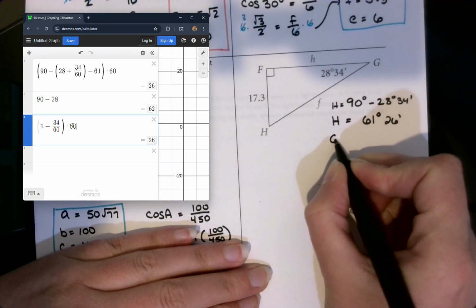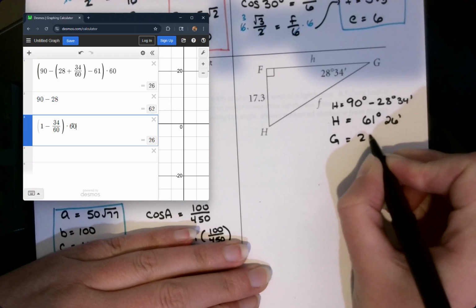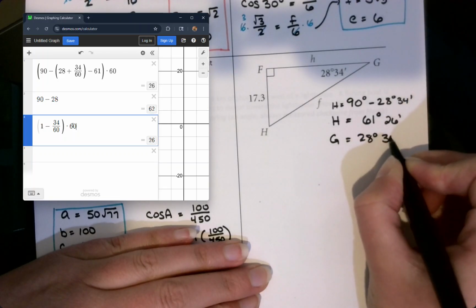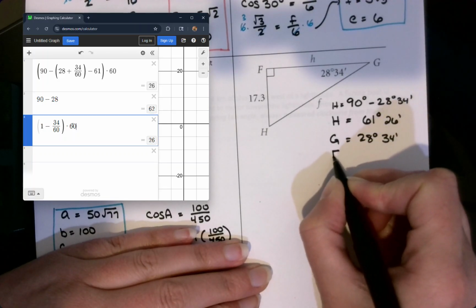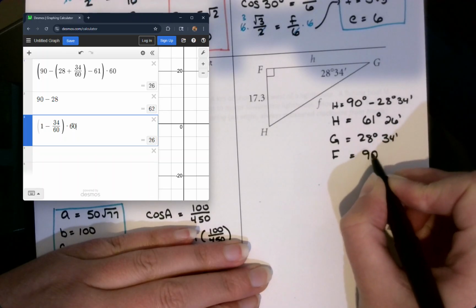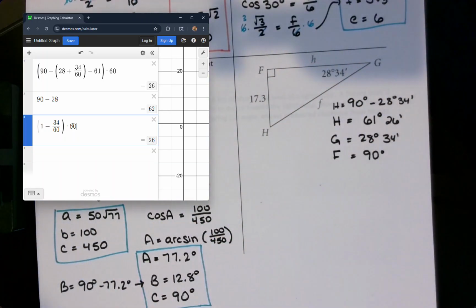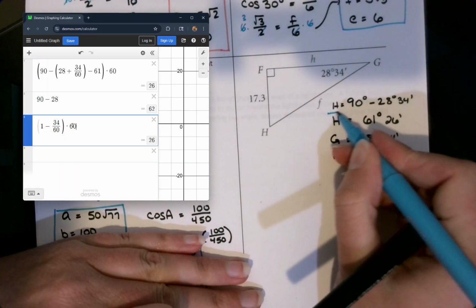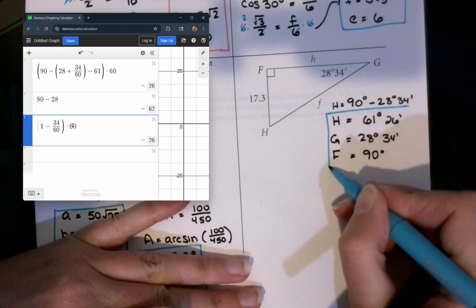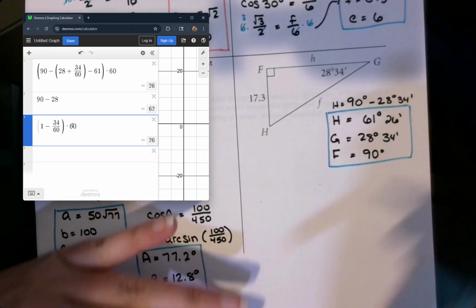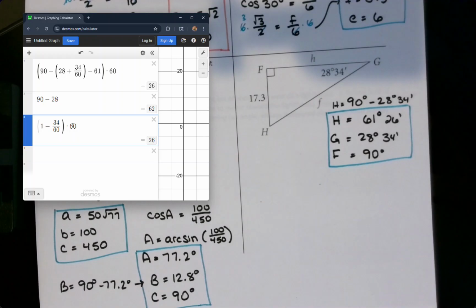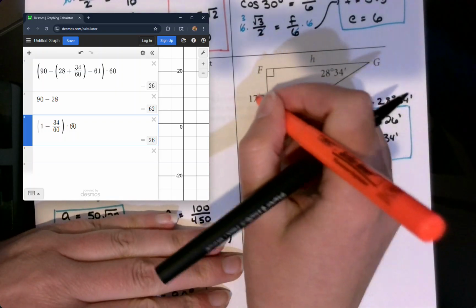We already know angle G as 28 degrees, 34 minutes. And I already know angle F as 90 degrees, indicated by the box there. So with this work, I have all 3 of the angles. All right, all 3 of the angles. I need all 3 of the sides. Right now I've got 1 pairing.